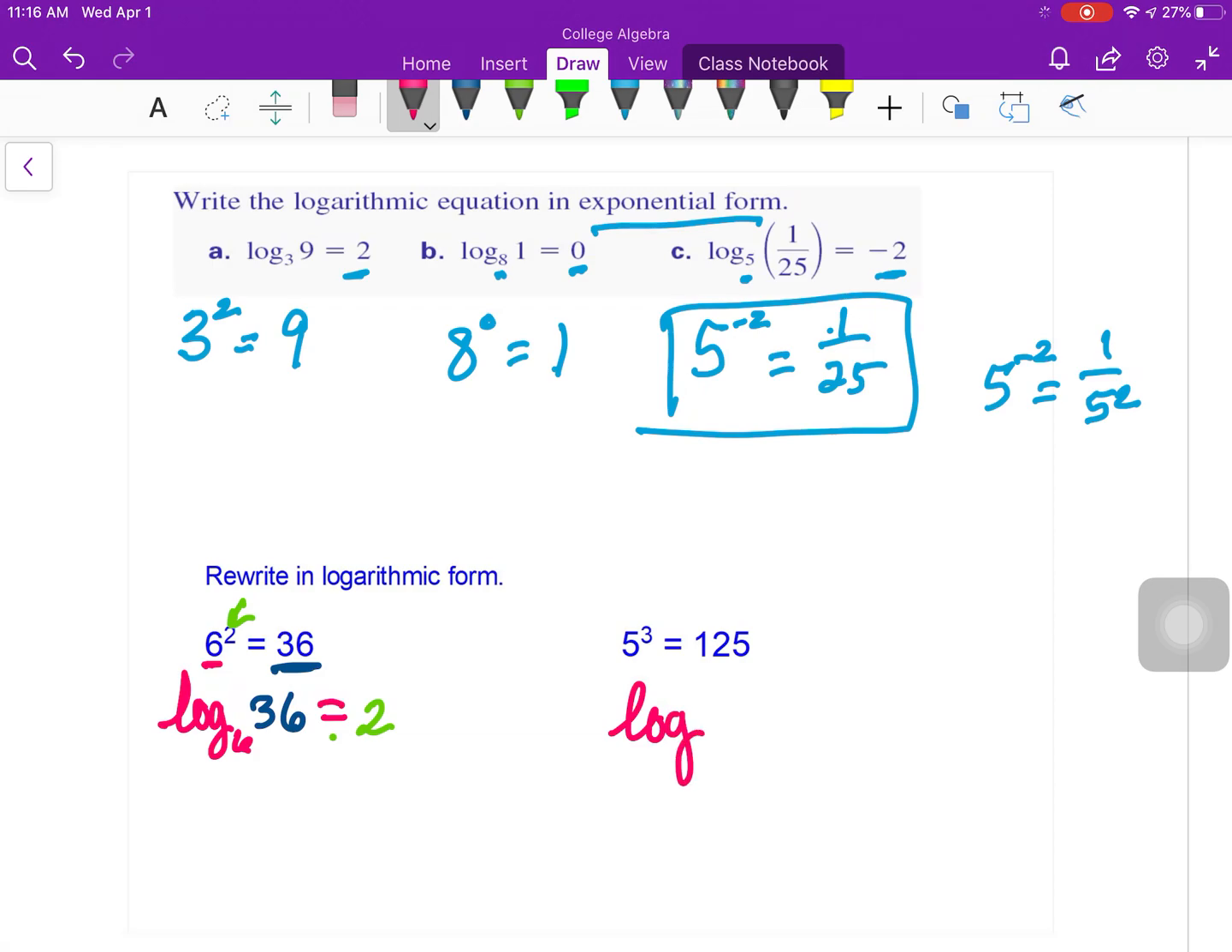Okay, let's try the next one. Log base. My base is 5. Of the value, my value is 125, equals the exponent. My exponent is 3. Log base 5 of 125 equals 3.